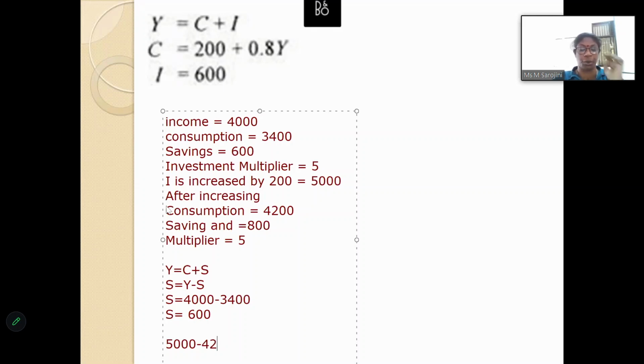Consumption is 4,200. The balance 800 is the same, isn't it? Are you clear? You have to practice these things again and again. This is a very simple method. In the next couple of classes, you are going to calculate these things for more complicated matters. Once you understand these things, you can explain the other things as well.